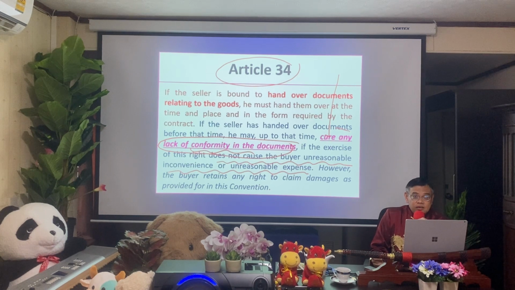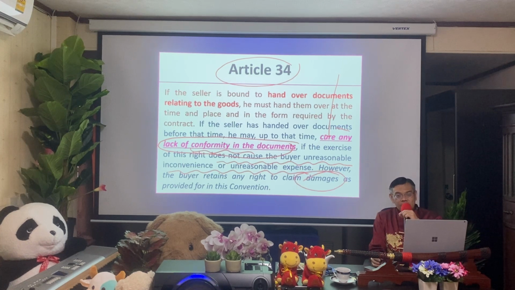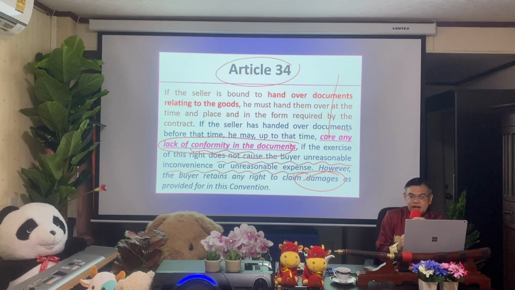And when the seller cures without causing unreasonable inconvenience or unreasonable expense on the part of the buyer, the buyer may not exercise any other remedies against the seller. The buyer may just claim damages. In addition to claiming damages, the buyer may not resort to any other claims or any other remedies against the seller. The buyer may not exercise the right to avoid or to terminate the contract. Can you see that?